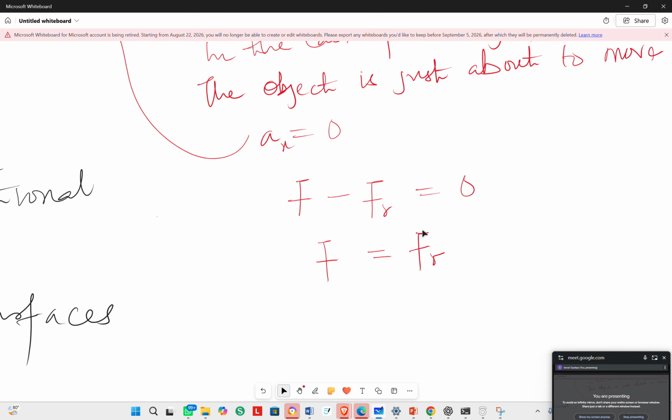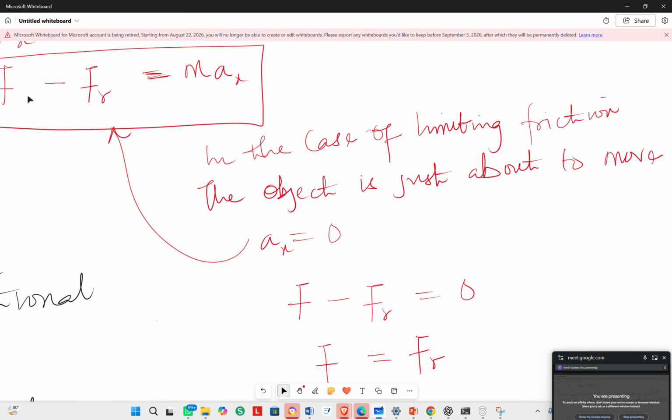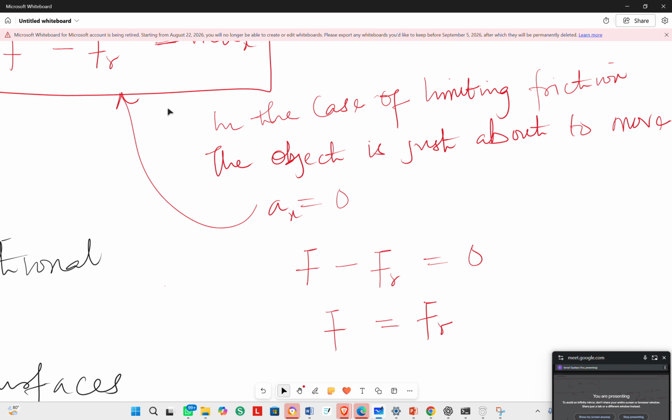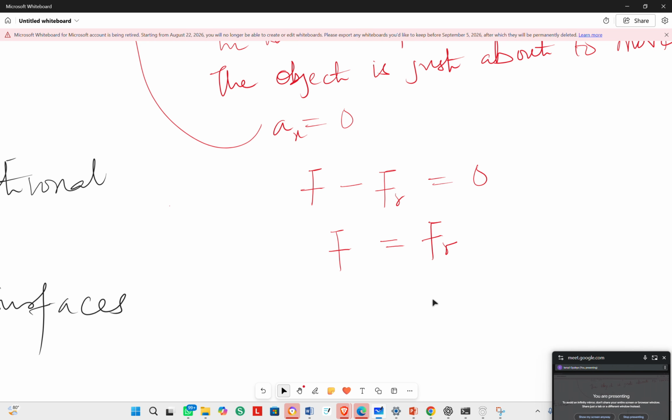So this is the case of limiting friction, because the body is just about to move or is just about to slide. It hasn't accelerated, so acceleration is zero. So you have F minus F_R equals zero according to this equation here, and then you're able to have that F equals F_R.